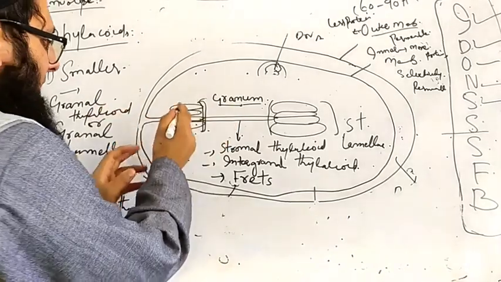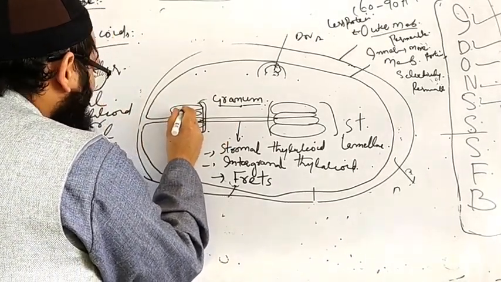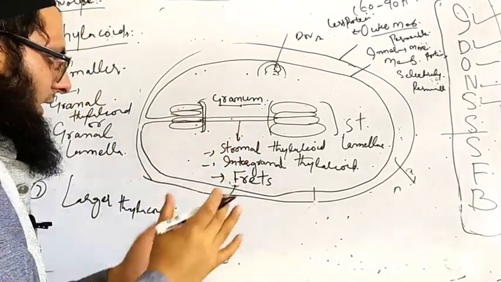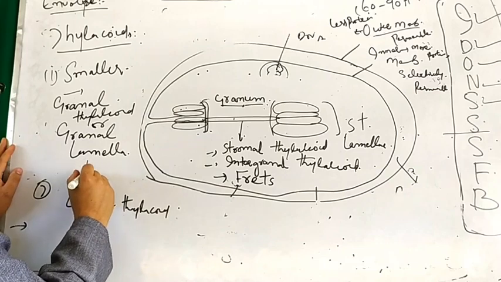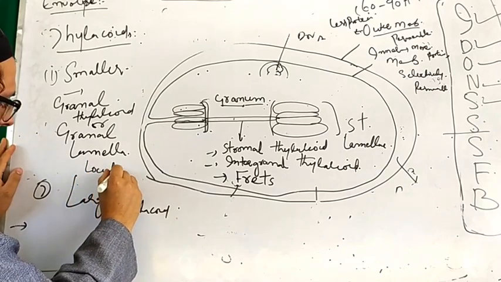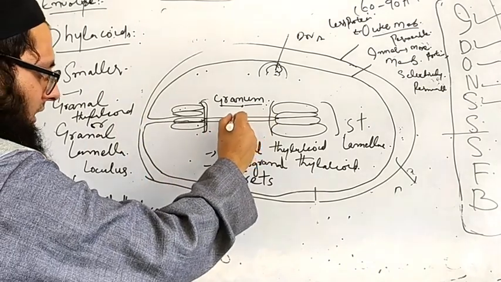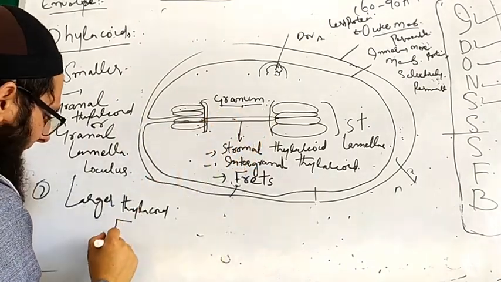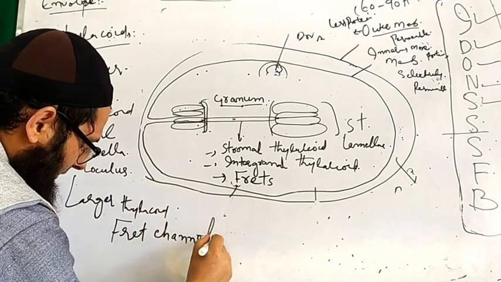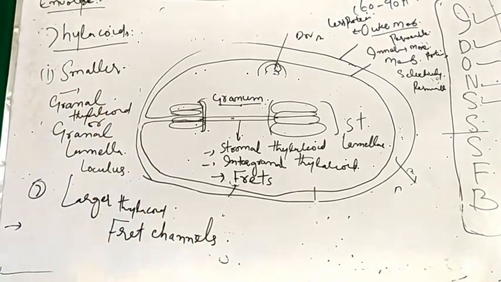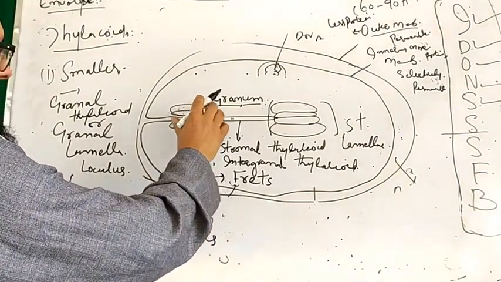So the thylakoids have a lumen. Smaller thylakoids have a lumen, and larger thylakoids both have the lumen. The lumen of smaller thylakoids is called loculus, whereas the lumen of the larger one is called fret channels. Fret channels. Got it? So this is the lumen.